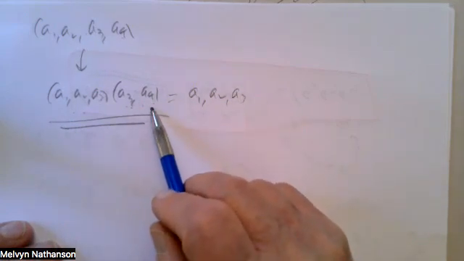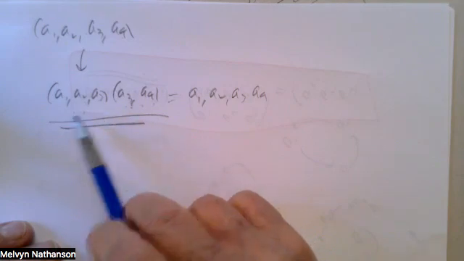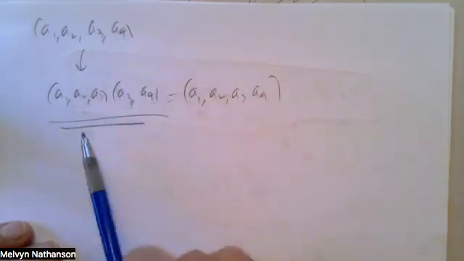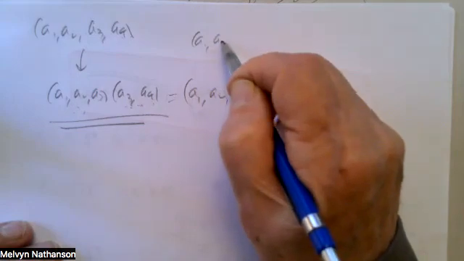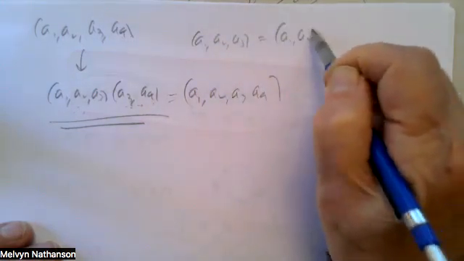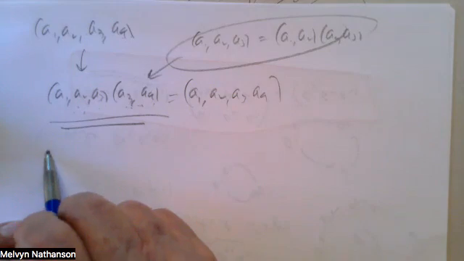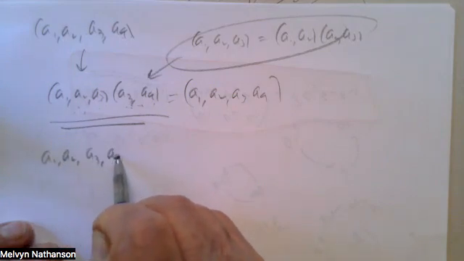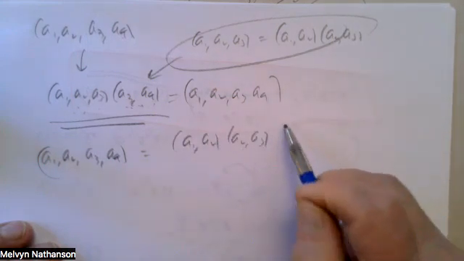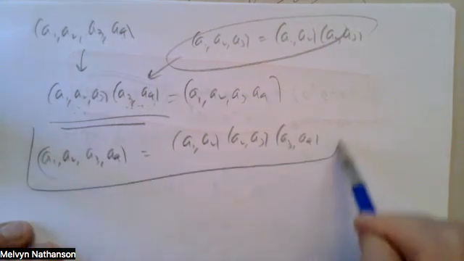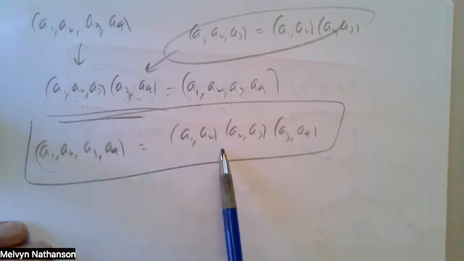A3 goes to A4, goes to A4. A4 goes to A3, and A3 goes back to A1. So this 4 cycle is a 3 cycle times a 2 cycle. But we know that (A1 A2 A3) is (A1 A2)(A2 A3). So if I take this and I substitute this in here, I get that the 4 cycle is equal to (A1 A2)(A2 A3)(A3 A4). So this proves that every 4 cycle is a product of three 2 cycles.